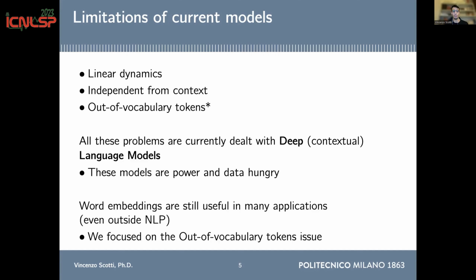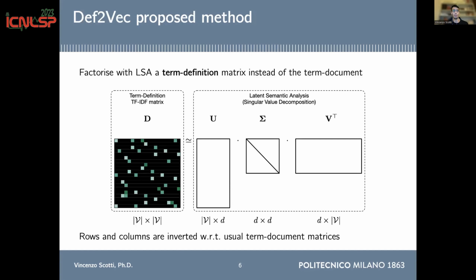And with our work, we decided to focus on the issue of dealing with out-of-vocabulary tokens. So what we decided to do was to take a step back and get back to word embeddings and to latent semantic analysis. But what we did was to exploit more structured information when we built our term-document matrix. In fact, we started working with a term-definition matrix instead of a term-document one. The idea is, instead of using generic documents and counting the words in them, to rely on the actual word definition from a vocabulary, from a dictionary, to build the embedding representation.